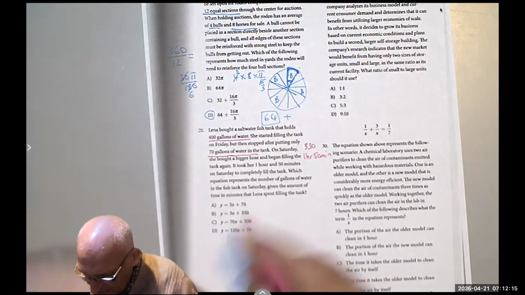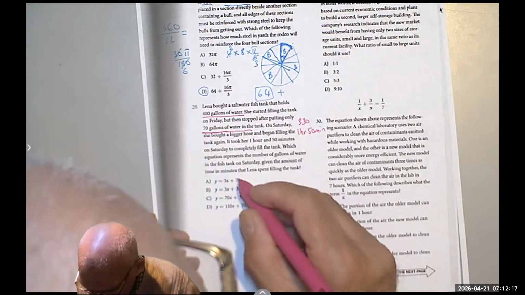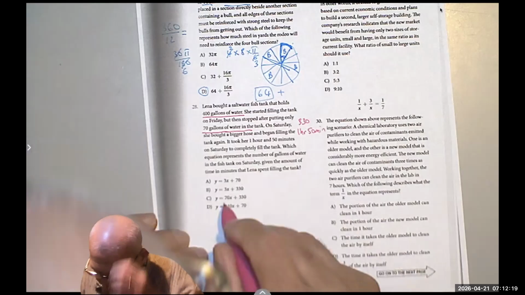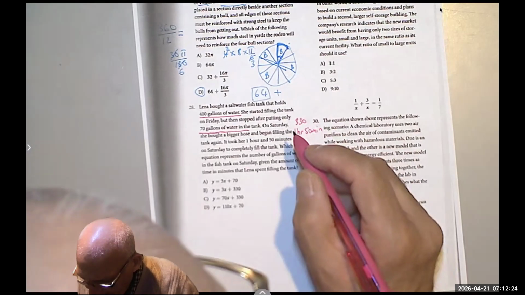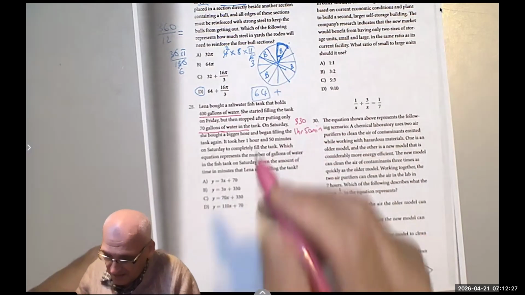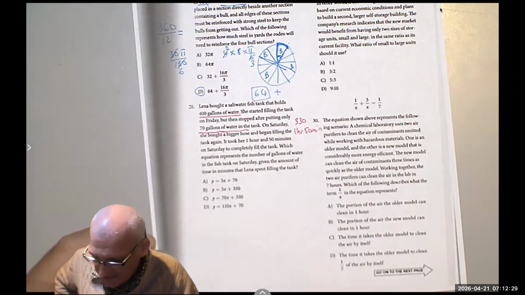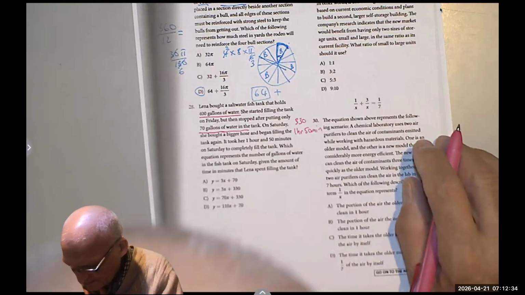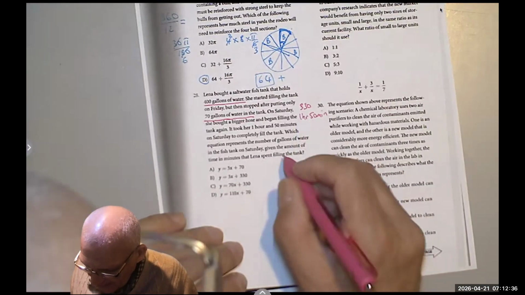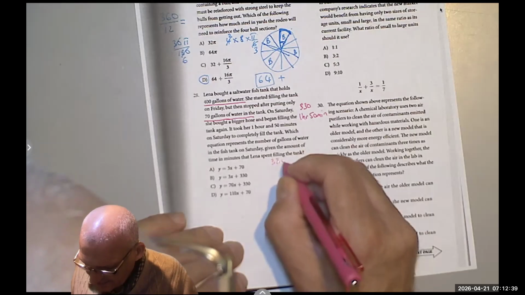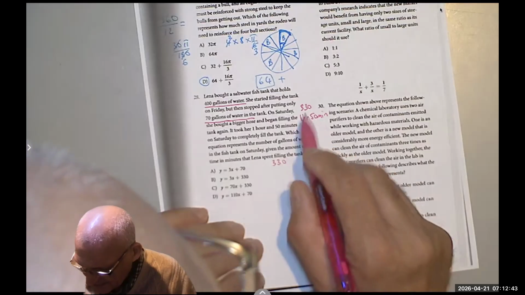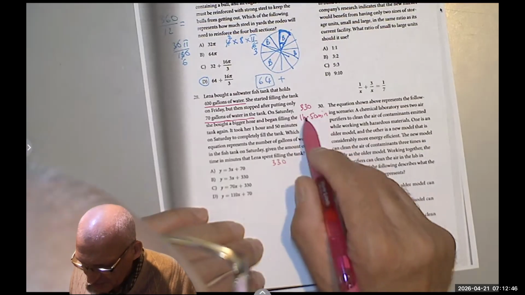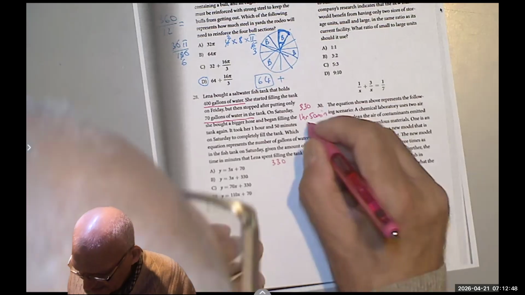Okay, so I have 70. It's either this or that. You cannot have 70x, so one of these two. Now, the number of gallons. I have to fill 330, and it took me 1 hour and 50 minutes. 1 hour is 60 plus 50 is 110 minutes.